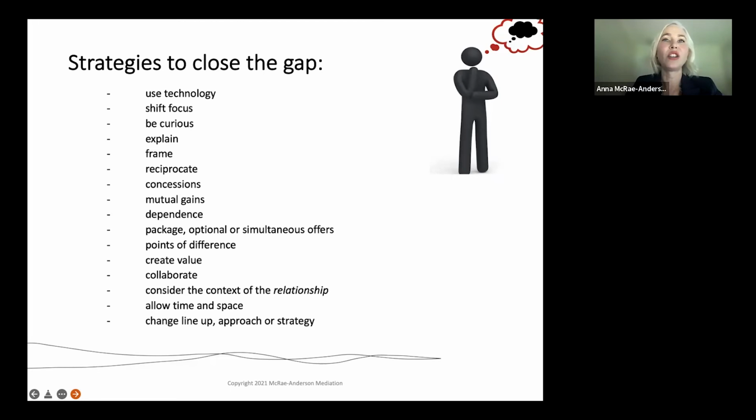You can package optional offers as well. Options A and B are awesome, particularly when you're trying to work out, well, what do they really want? Do they want to stay or do they want to go? So if you put forward two options, one where they stay, one where they go, by way of example, then you can test the waters and see which one they really want.